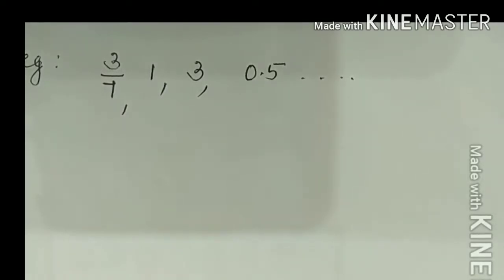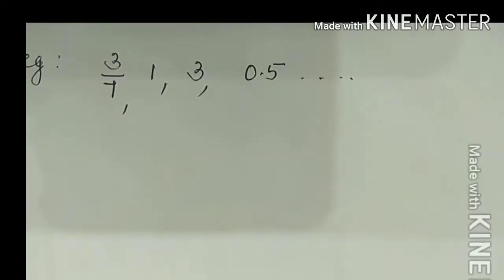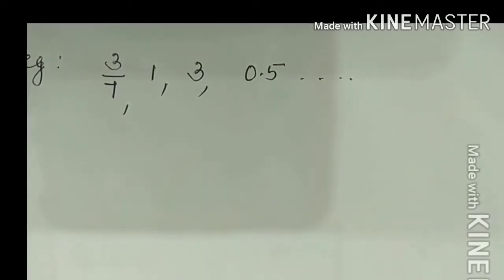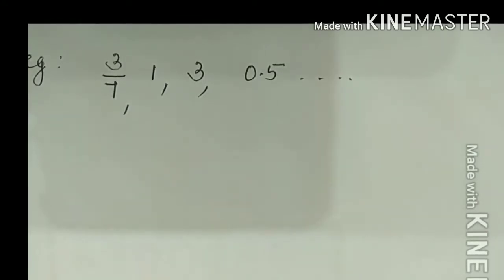Now let's take a decimal, 0.5. Let us check whether 0.5 is a rational number. Can we convert 0.5 in the form of p by q? Yes, we can convert. Here 0.5 can be written as 5 by 10. It can be simplified. Once we simplify, we get 1 by 2, where the numerator is 1 and the denominator is 2. So it is in the form of p by q. We can conclude that 0.5 is a rational number.